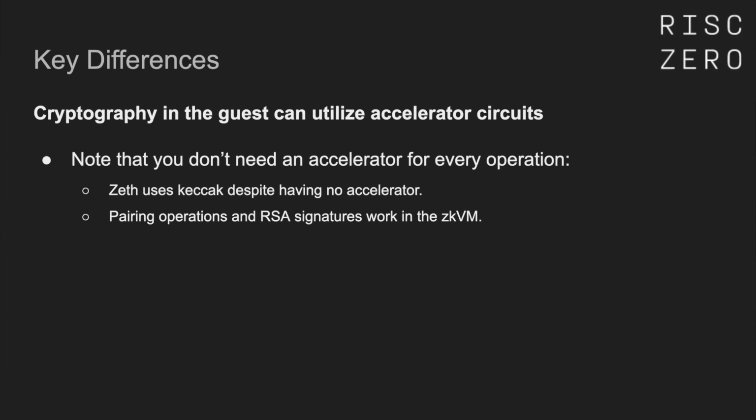Additionally, pairing operations and RSA signatures both work in the zkVM, and we've used them in examples before without major issue. So, if you're doing cryptography, the accelerators can be very helpful, but they definitely are not necessary in order to start working with cryptography.